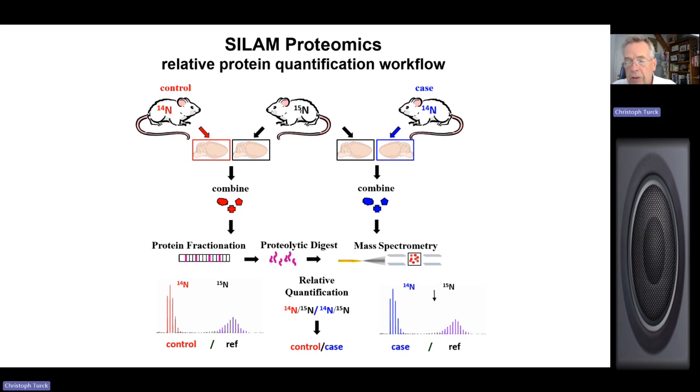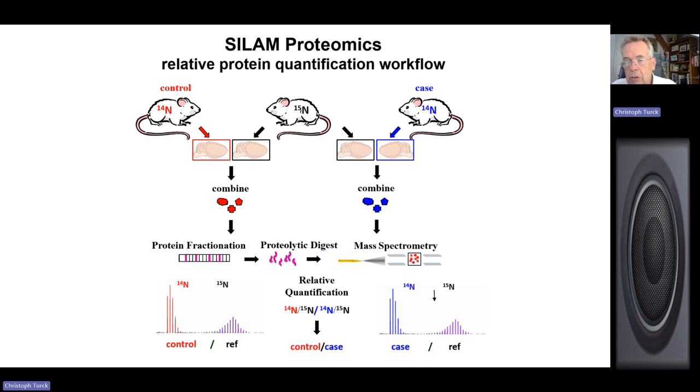And so the beauty of this, of course, is that once you have these mixed, you don't have to worry about any artifacts, a loss of one sample, the controls, the unlabeled sample and the labeled sample, because everything is in one pot. But at the end, what you do is you get 2 mass spectra here for each peptide, one of unlabeled control and reference, and one for the case and reference.